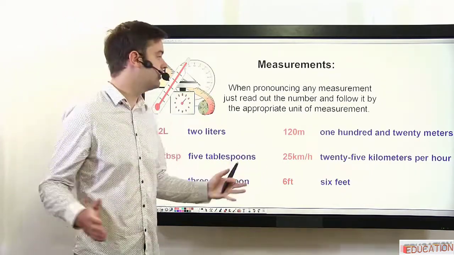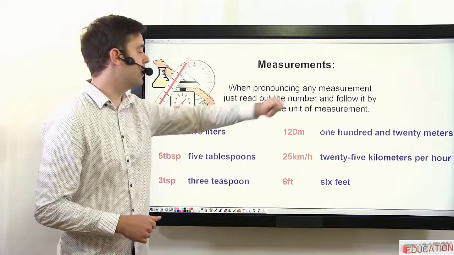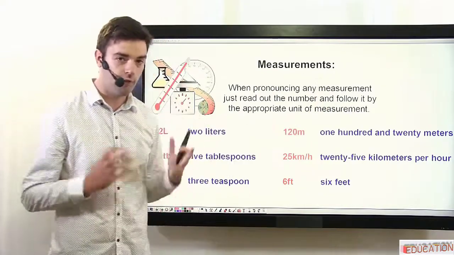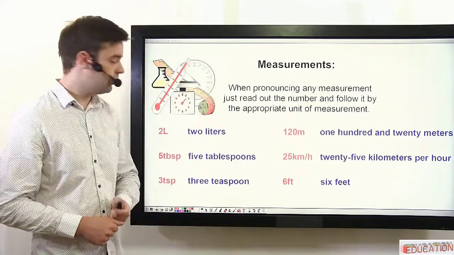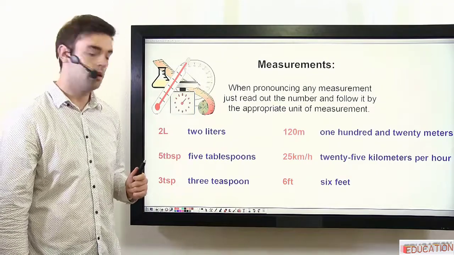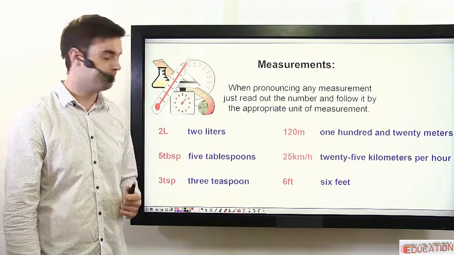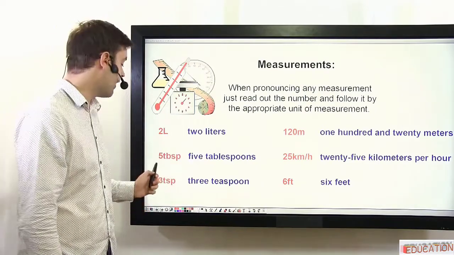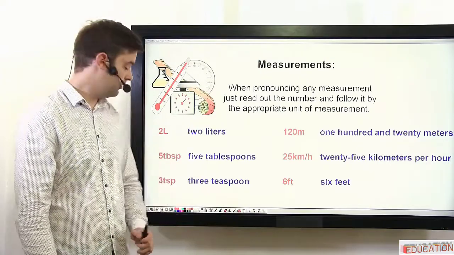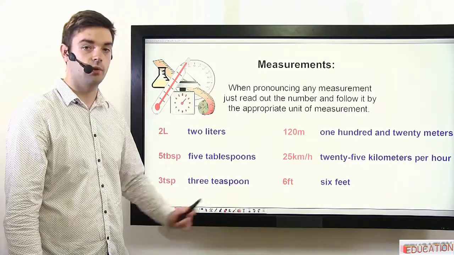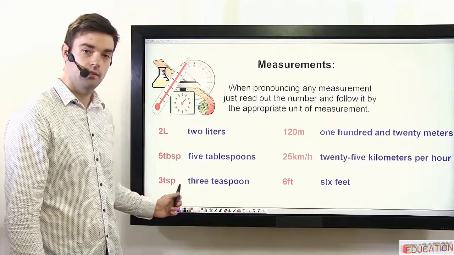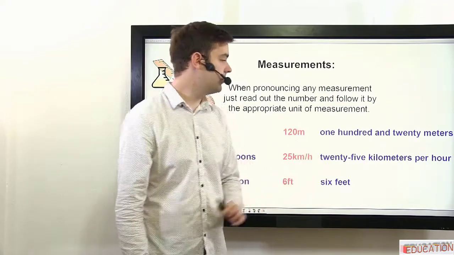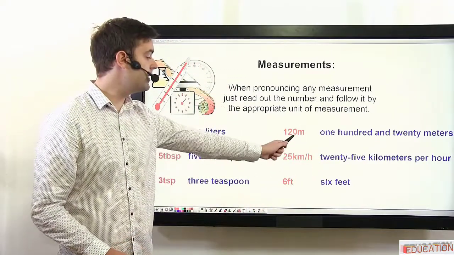How do you measure things? So, when pronouncing any measurement, just read out the number and follow it by the appropriate unit of measurement. Very easy. For example, 2 liters. 5 tablespoons. 3 teaspoons. 120 meters.